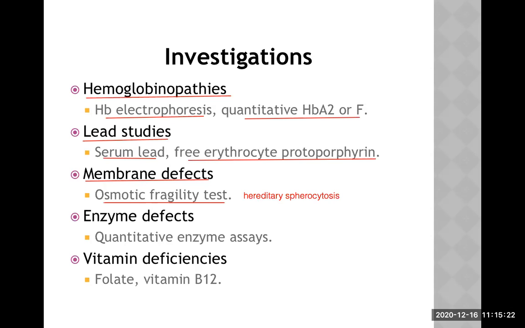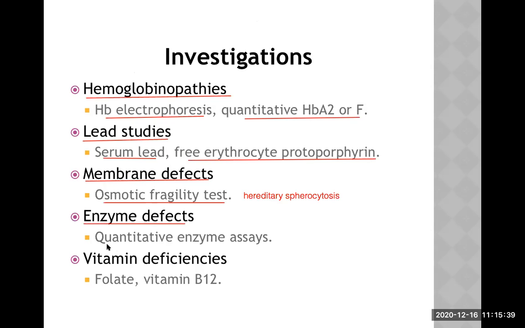This is how you should understand. So this is an important MCQ question. Osmotic fragility test is positive in hereditary spherocytosis. Now, enzyme defect, we can go for these different types of enzyme analysis.